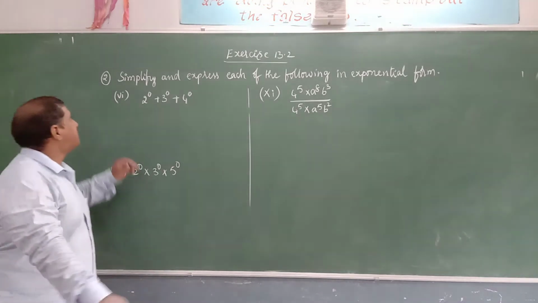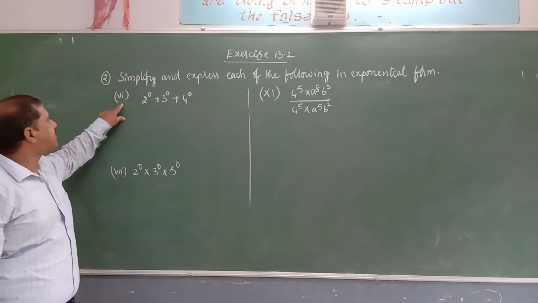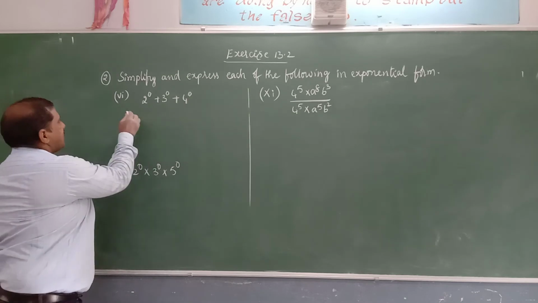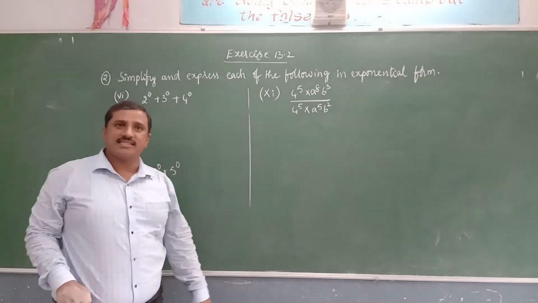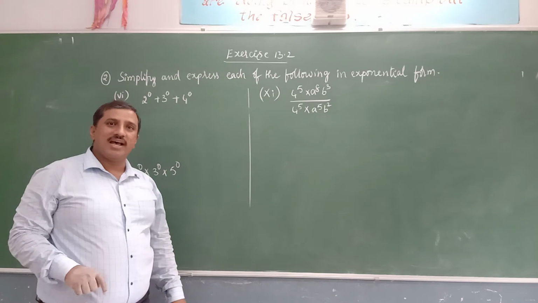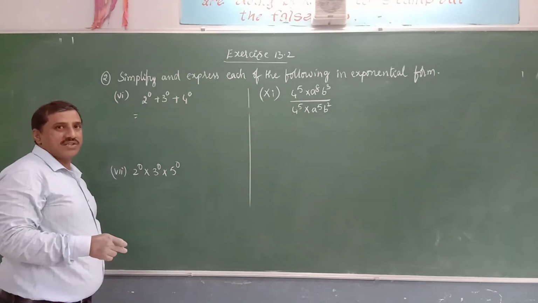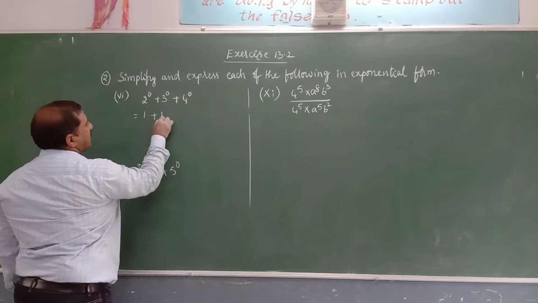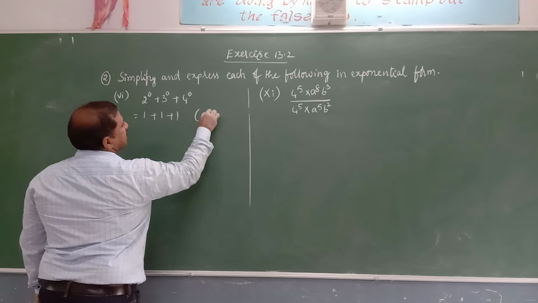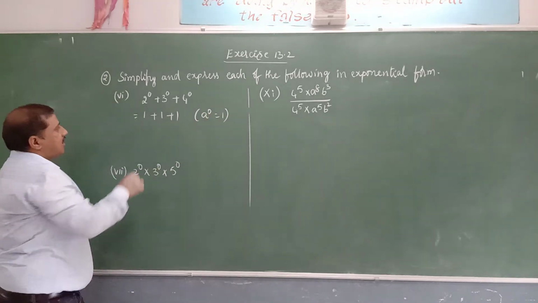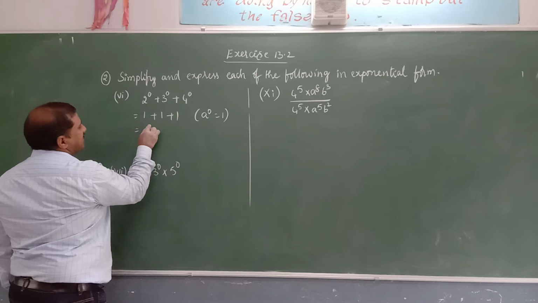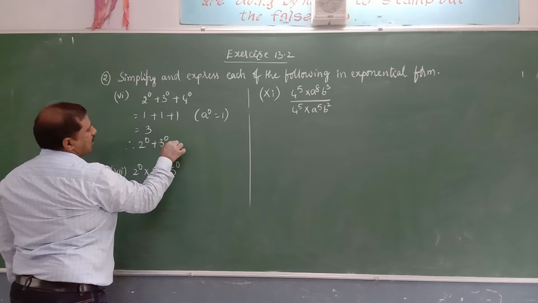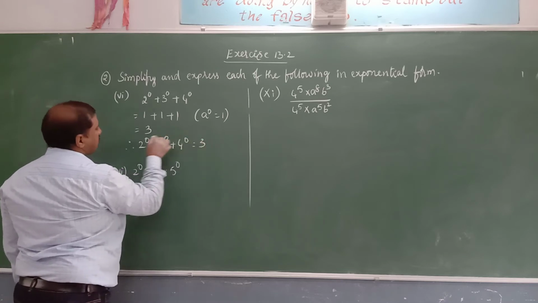Now a few more sums from the second bit. That is the sixth sum: 2 power 0 plus 3 power 0 plus 4 power 0. Here, 2 power 0 is equal to what? 1. Any number to the power 0 except 0 is 1 only. We have studied this under the laws of exponents. Therefore it is 1 plus 1 plus 1. So a power 0 is equal to 1. Now 1 plus 1 is 2, 2 plus 1 is 3. Therefore 2 power 0 plus 3 power 0 plus 4 power 0 is equal to 3.